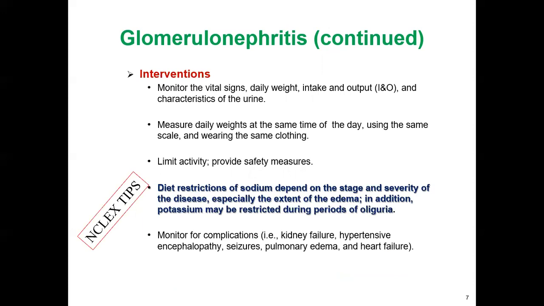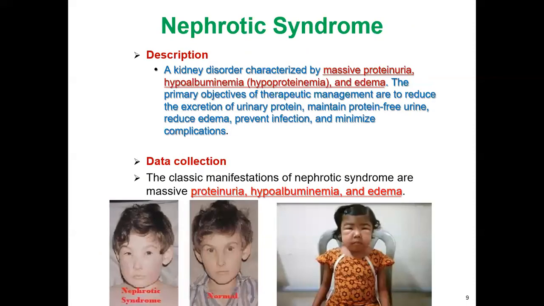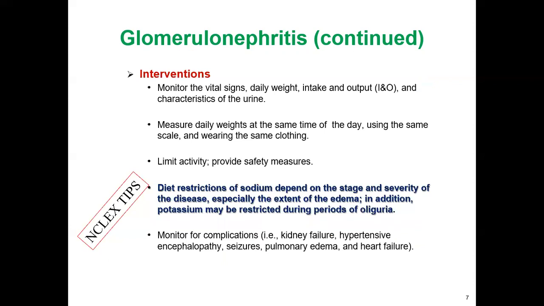What are the interventions? We monitor the vital signs. We monitor the daily weight because fluid retention and edema develop, so body weight will increase. Strictly maintain intake and output, and also the characteristics of urine. We have to check the urine for any blood or pus, or cloudy urine. Also measure daily weight at the same time of day and on the same scale. And the patient is supposed to wear the same clothes, limit the activities, and provide safety measures.